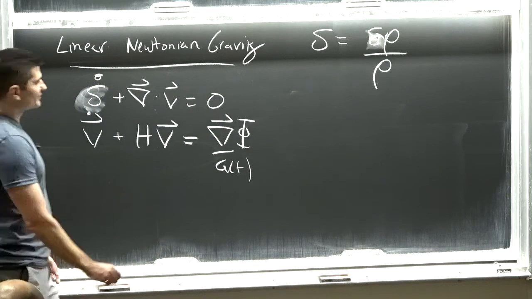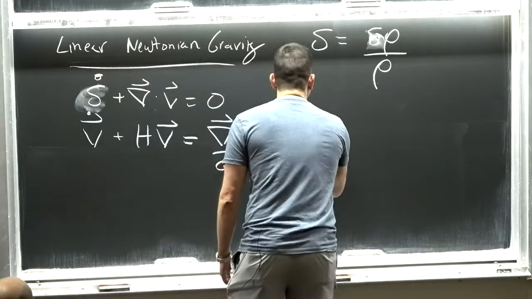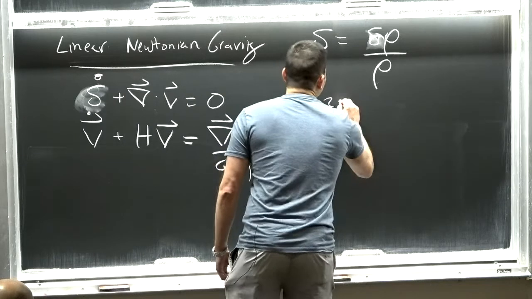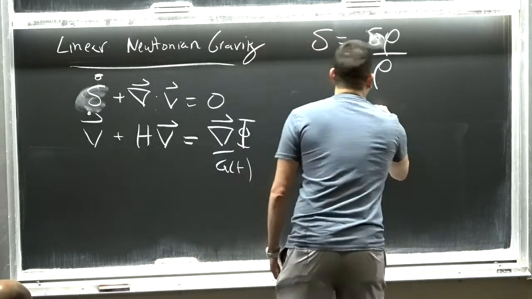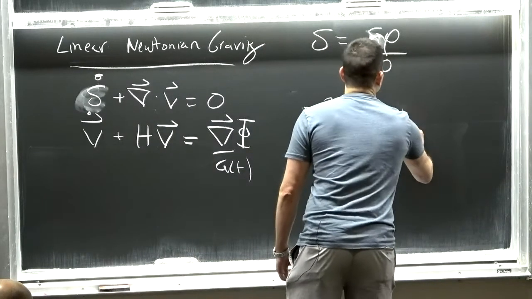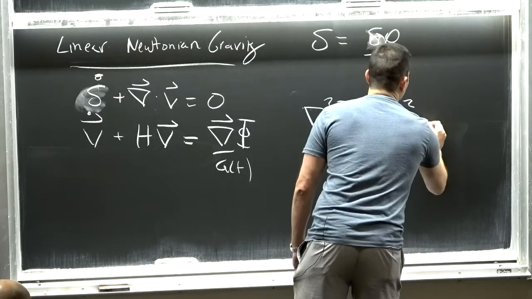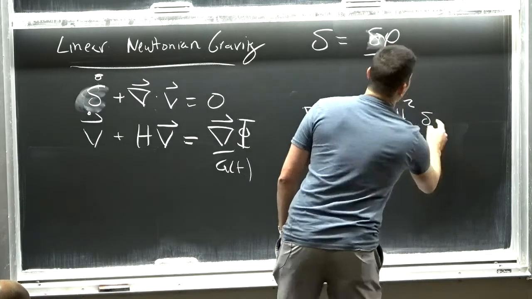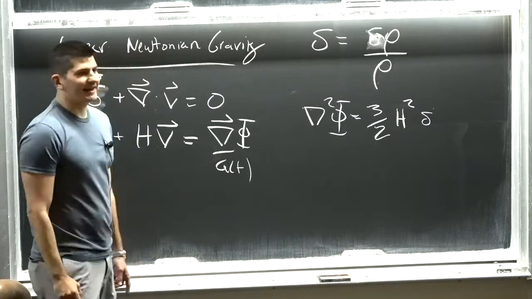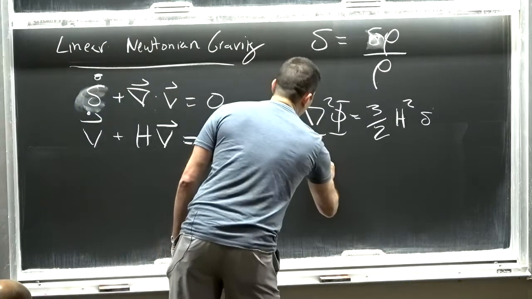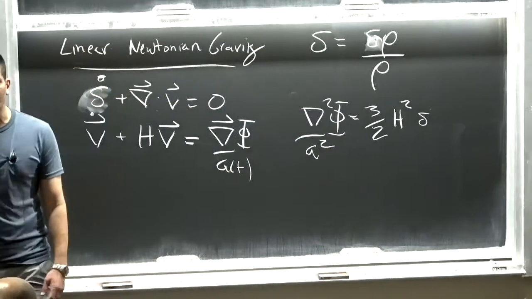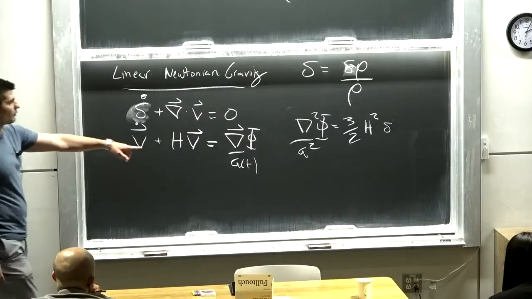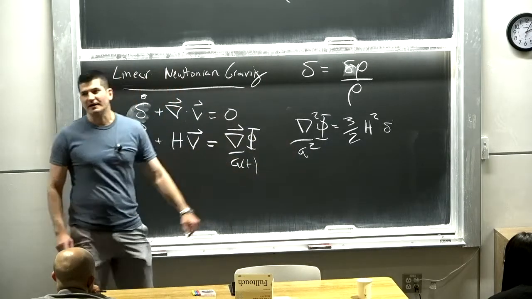Then we have the last equation, which is the Poisson equation, which I'll write this way, where this is, again, the density contrast. And again, I remember that I need to divide by a squared because these are physical quantities. So derivatives are like 1 over x. Physical distances are a times x.